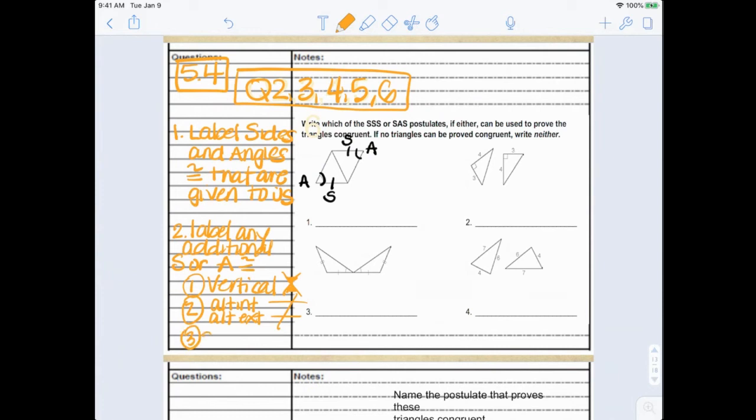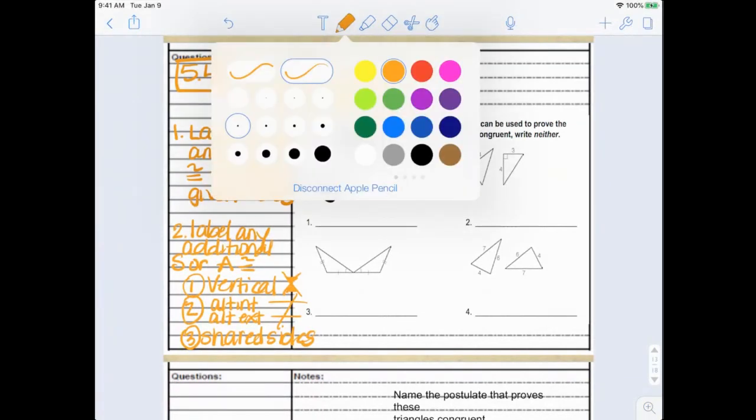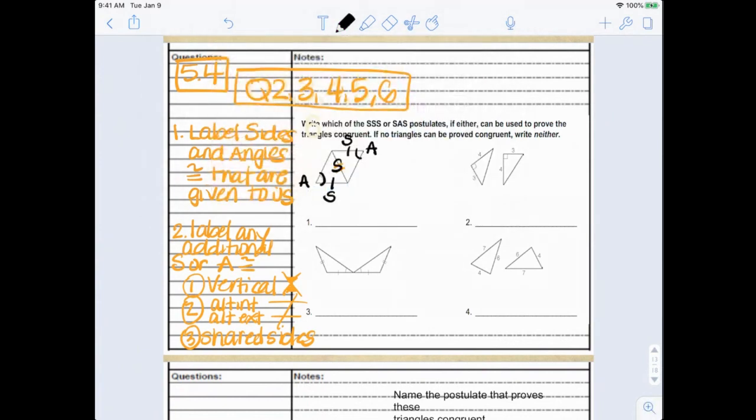So the last thing I'm going to look for is a shared side. Do I have any shared sides going on here? And I do. This side is congruent to itself. So now what I have here is I have another side. So just pulling one of these triangles away to make it easier to see. This is a side, this is a side, and this is an angle.